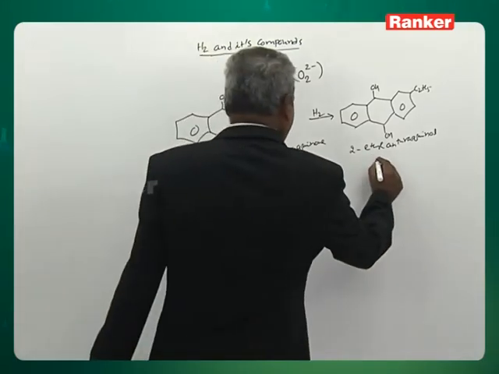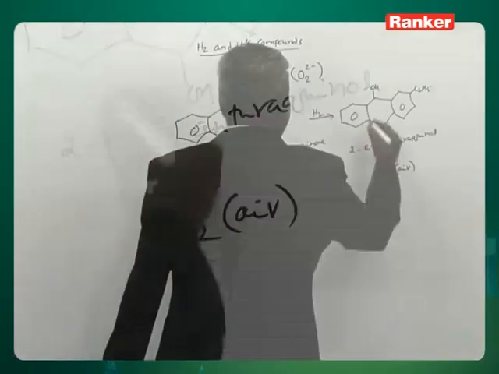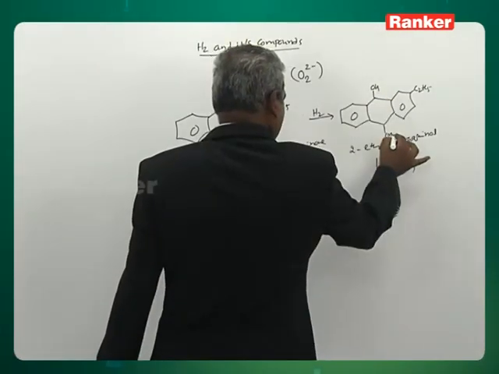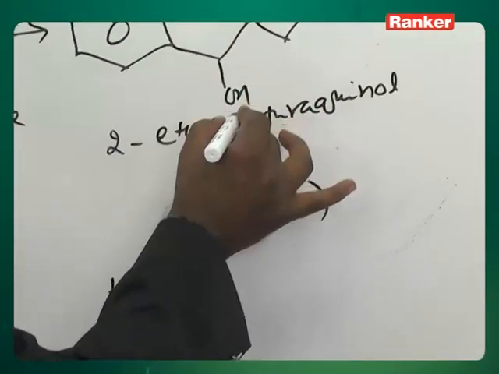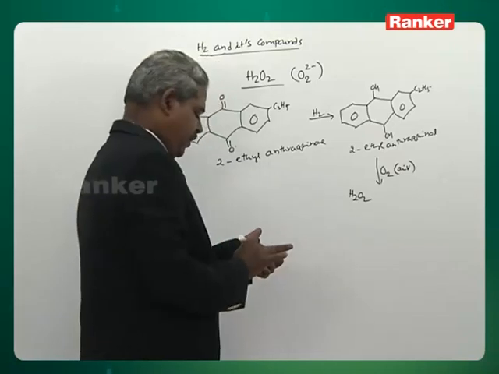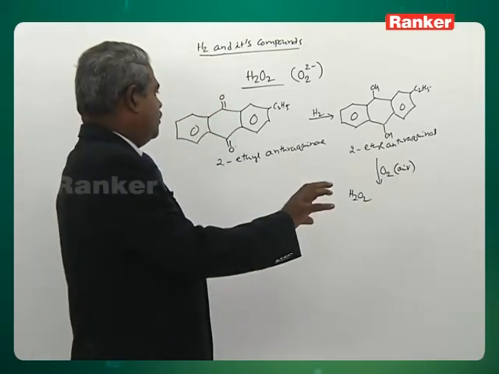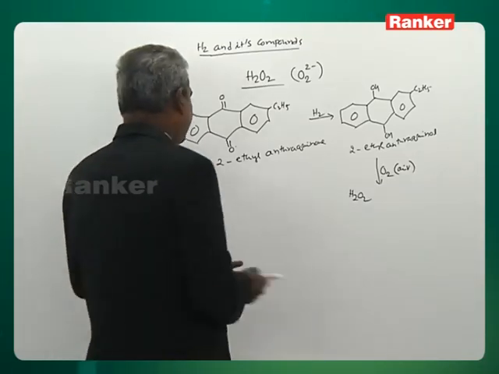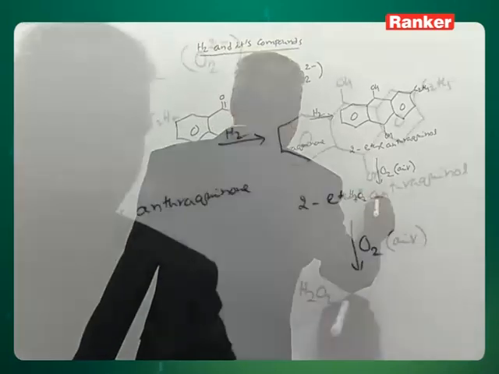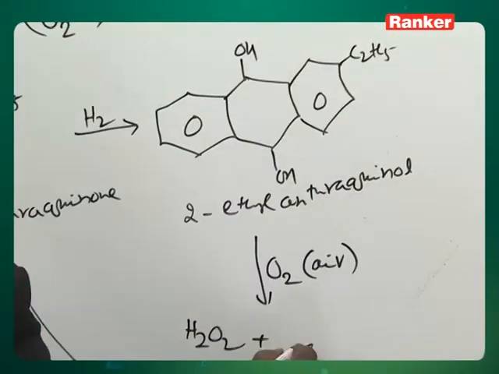Then I heat that with oxygen of air, and you get this H2 and O2. Once again you get H2O2. These 2 hydrogens and O2 mean that initially that substance must have absorbed that hydrogen, and when oxygen is given, it is giving back, and you are getting your 2-ethyl anthraquinone once again. You get your original product, 2-ethyl anthraquinone.